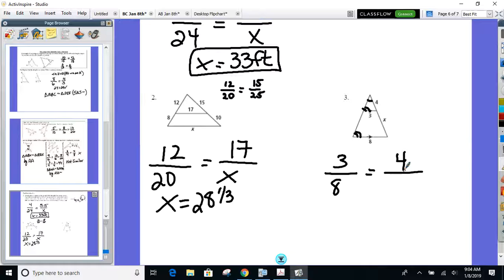Yeah, that's right. Say it again. Yeah, that's multiplication. I'm doing what to these two sides? Adding them. 4 plus x. And yes, you'll get another decimal here.